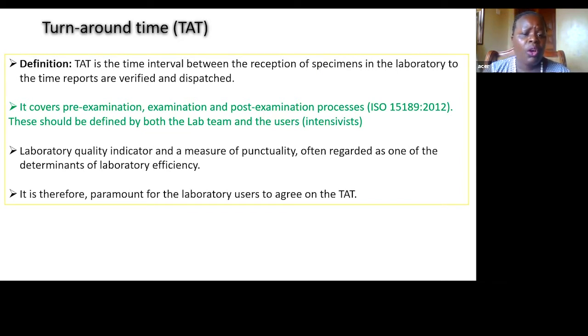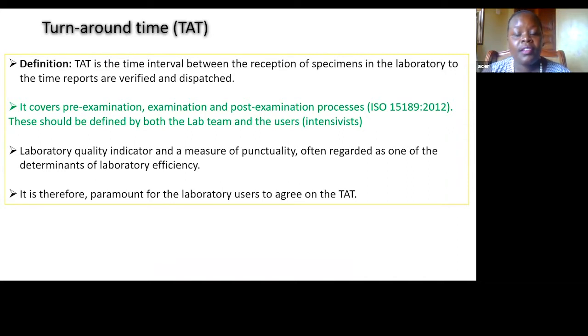What must the intensivists know? That the time a test takes has to be defined by both parties. Just agree that for our particular setting, the time for CBC will be 10 minutes, and we all agree after going through all the 3 processes, that is pre-examination, examination, and post-examination.